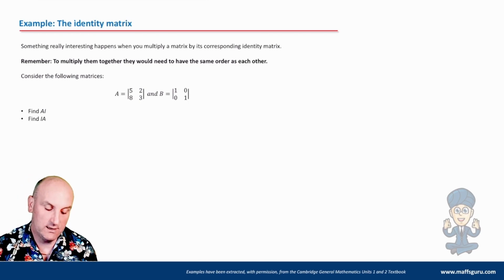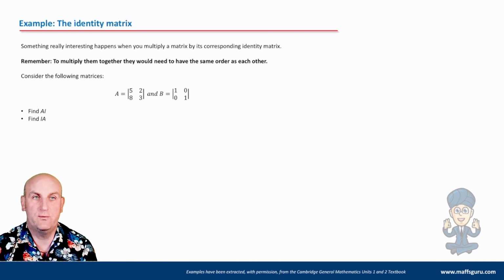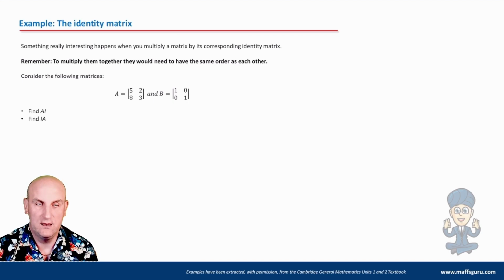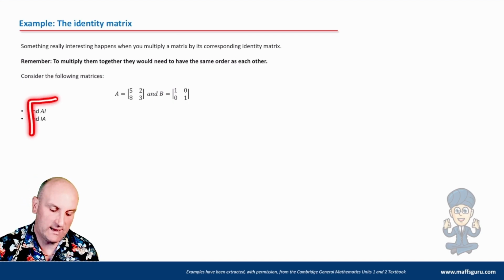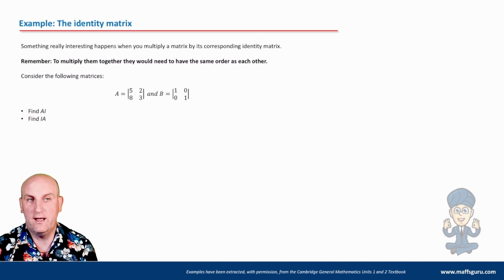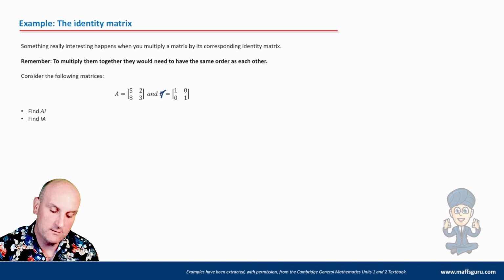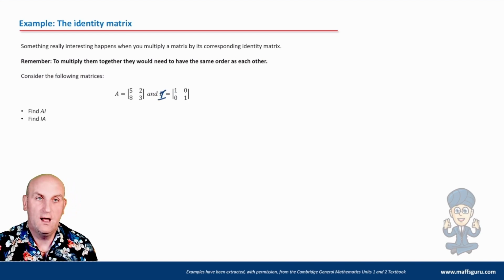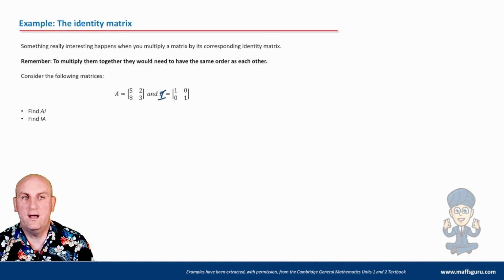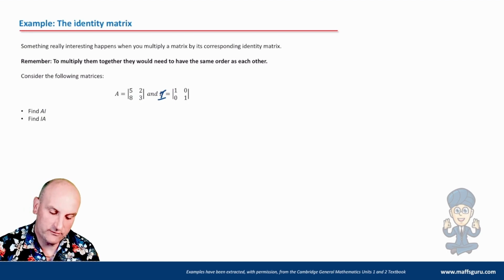Well, let's see. Right, so first things first, we've got an example here. We're going to multiply them together. And in this situation, we're going to do A times I and then I times A. So we're going to multiply A and I together first. And that's interesting because I probably should make that an I. So let's change that to an I, which I'll update later on. And then find AI and IA. Right, so let's do that first.